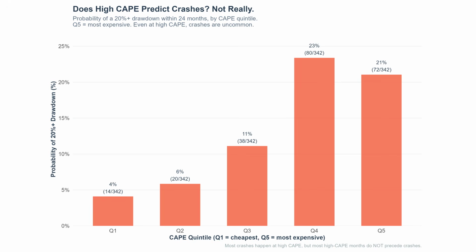Wait, I need to make sure I heard that correctly. If the market is screamingly expensive, hitting historic highs, 4 out of 5 times it does not crash in the next 2 years? Correct. 80% of the time, that expensive market does not experience a 20% crash in the next 24 months. High valuations are often a necessary condition for a massive crash, but they are an absolutely insufficient condition for predicting one. They do not predict the timing.